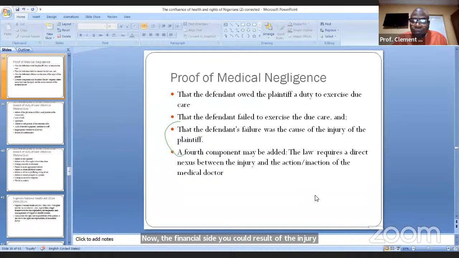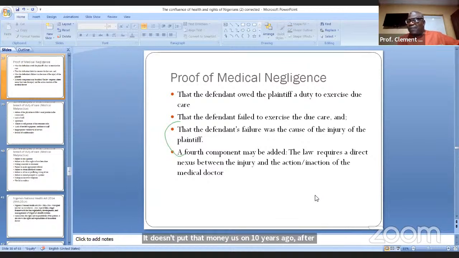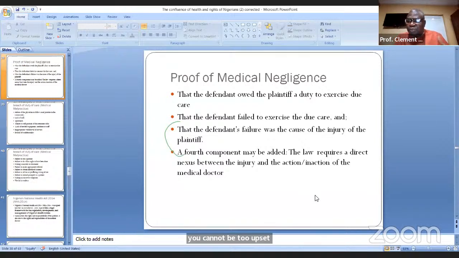And number four, the law requires a direct nexus, a connection between the injury and the action or inaction of the medical doctor. That is to say, there will be a relationship. A doctor could have managed you some 10 years ago. After he gave an injection, after 10 years, you have an injection abscess. Even if where he gave the injection that time was actually wrong, you cannot be talking of injection abscess after 10 years because there's no nexus between the action at that time and now.